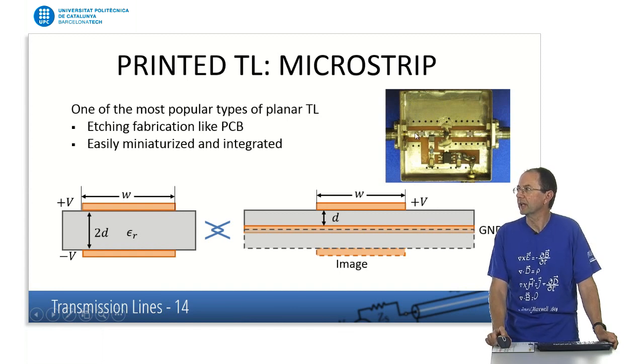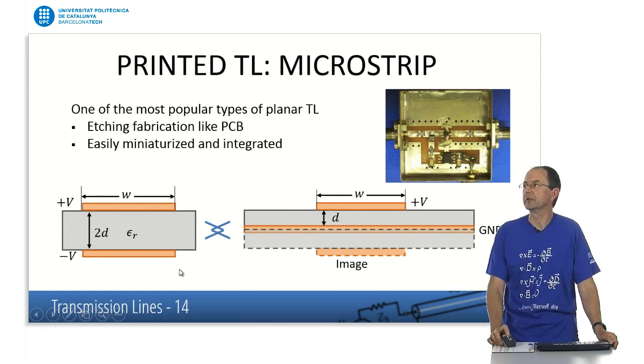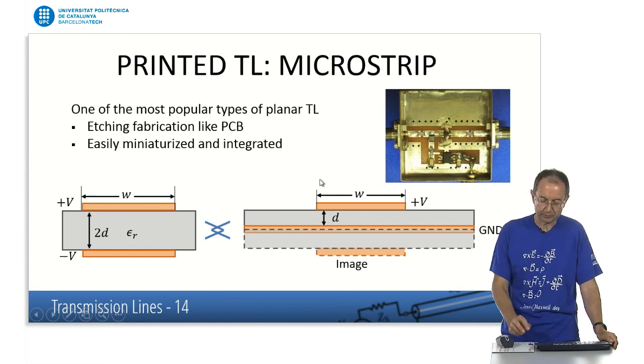This line is a transmission line with a defined impedance, which is half of the impedance of the two parallel plate line which you have here on the left. So this is a very typical transmission line in radio frequency and very high speed applications.